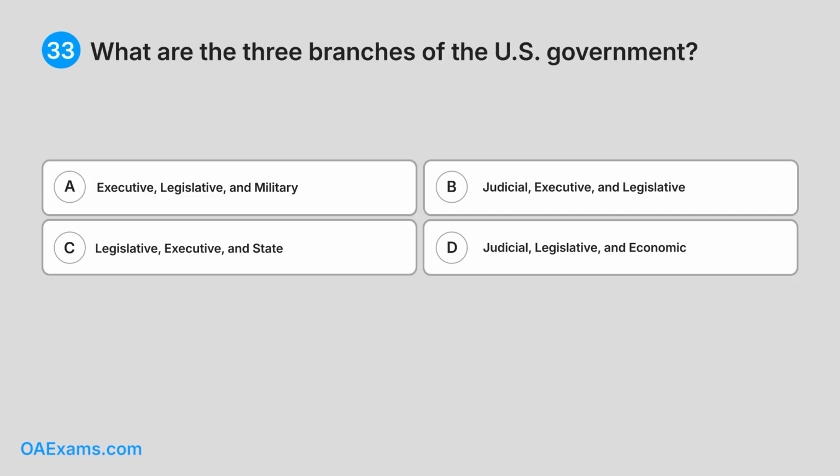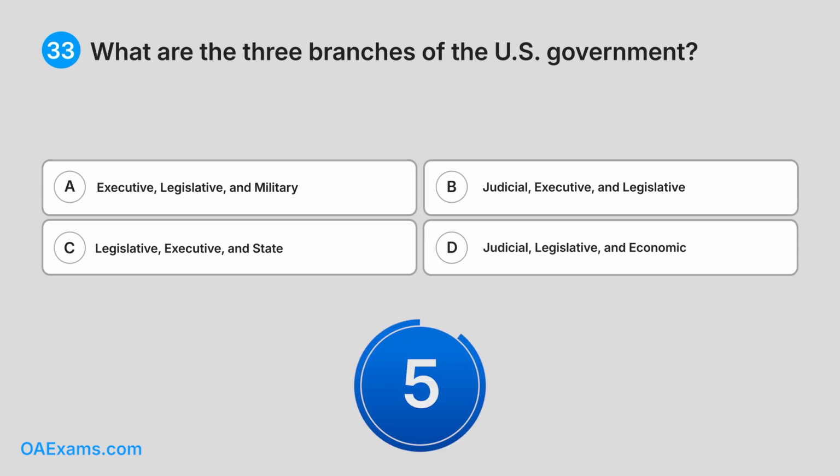33. What are the 3 branches of the U.S. government? A. Executive, legislative, and military. B. Judicial, executive, and legislative. C. Legislative, executive, and state. D. Judicial, legislative, and economic. Can you guess the answer?